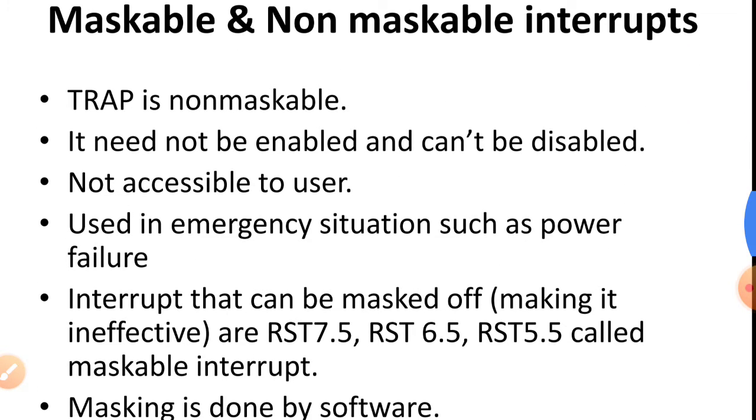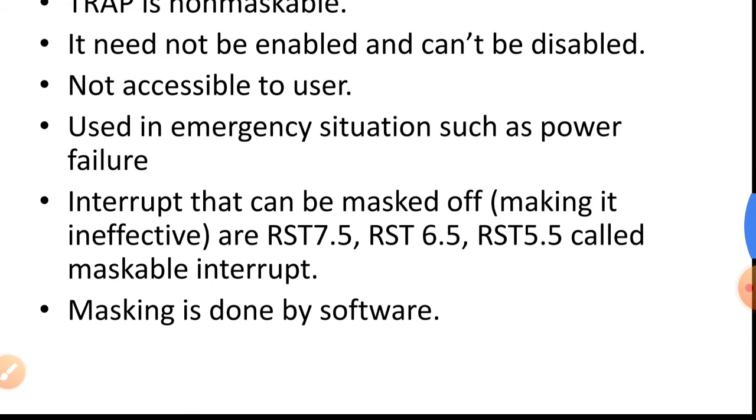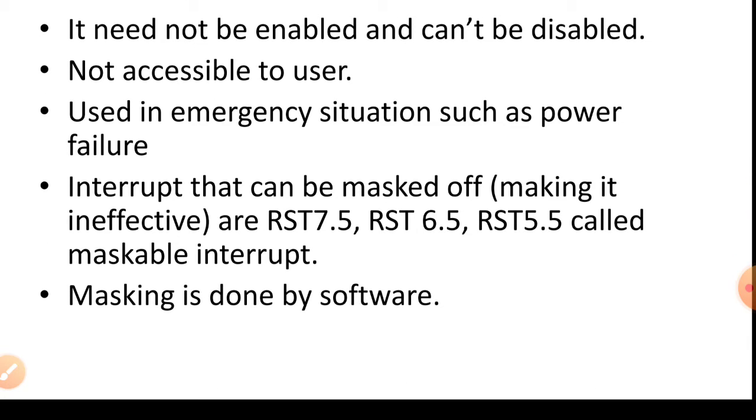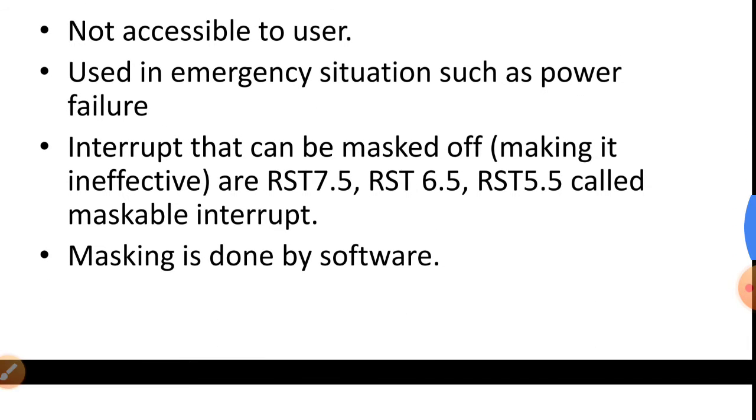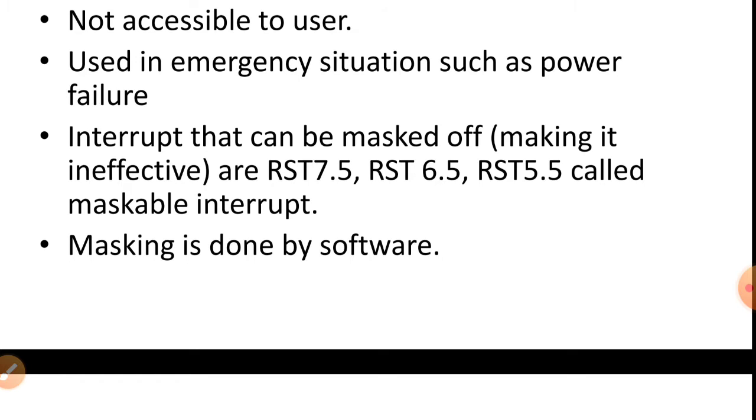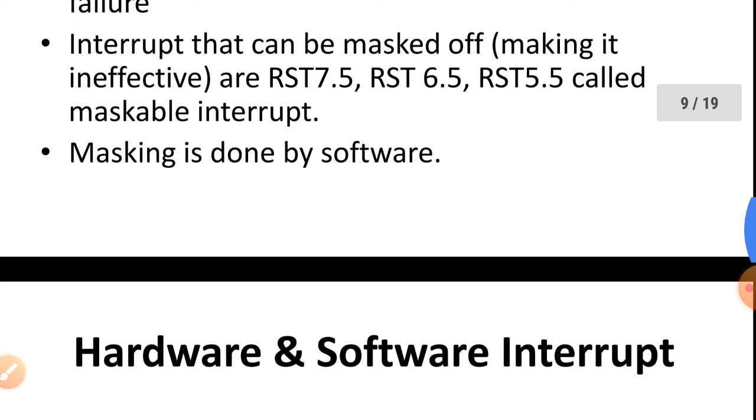Now, let us see what the maskable interrupt and the non-maskable interrupt are. Maskable interrupts are those which can be avoided for some time, and non-maskable interrupts are those which cannot be avoided. Trap is non-maskable and the rest of the interrupts are maskable. Non-maskable interrupts are used in emergency situations, and the rest of the interrupts can be used for any kind of data transfer process. Now, how is this masking done?